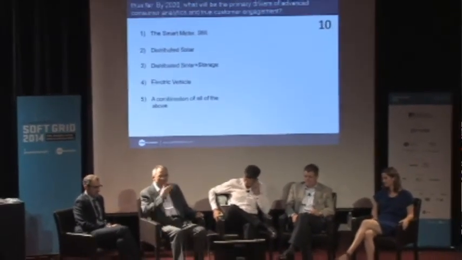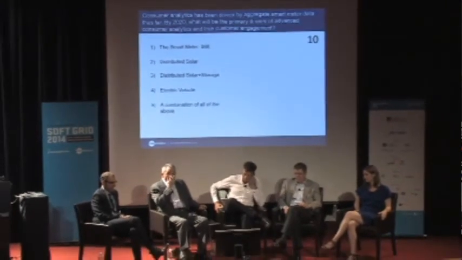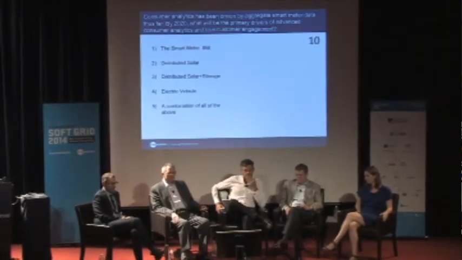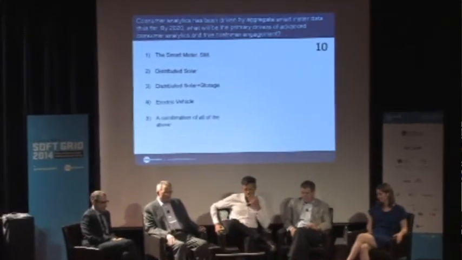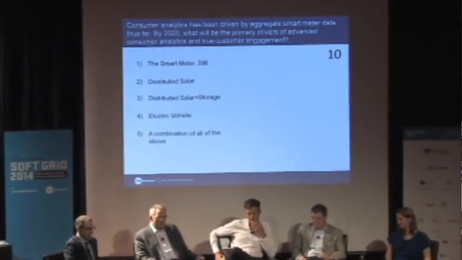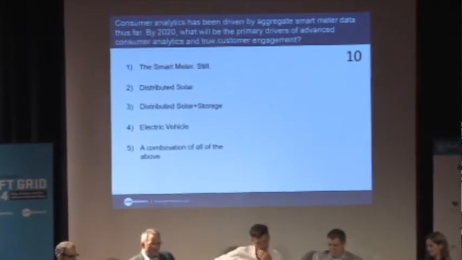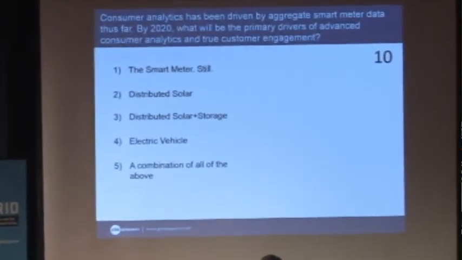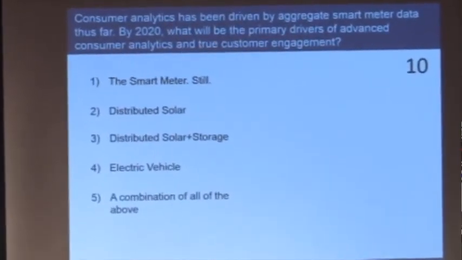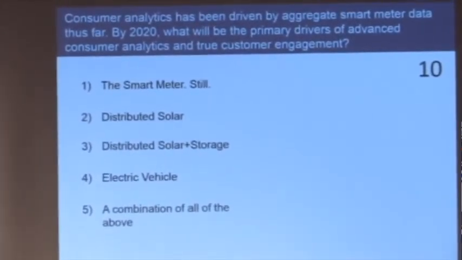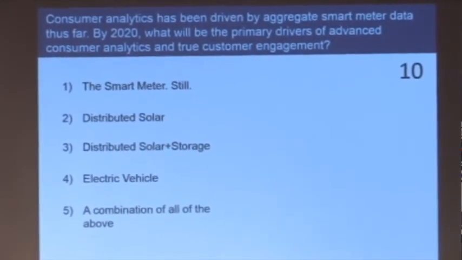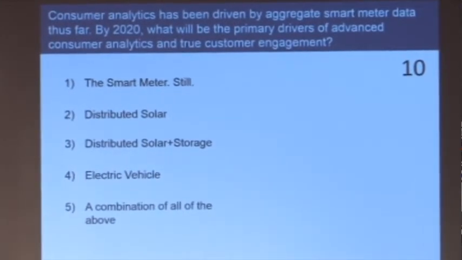Interesting. Okay. Let's see. We've got 4 minutes until lunch, so let's see if we can get through one more. Consumer analytics has been driven by aggregate smart meter data thus far. So by 2020, what will be the primary drivers of advanced consumer analytics and true customer engagement? So our options are the smart meter still, so the smart meter is the point of origination of consumer analytics. Or is the driver the addition of distributed solar and the data that comes off of that, distributed solar plus storage, adding electric vehicles, or a combination of all the above, 5?